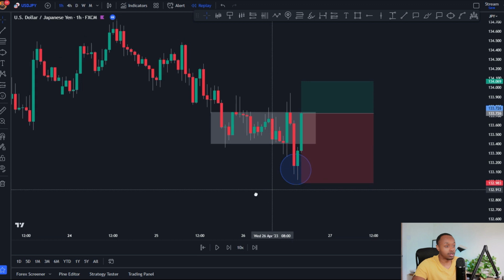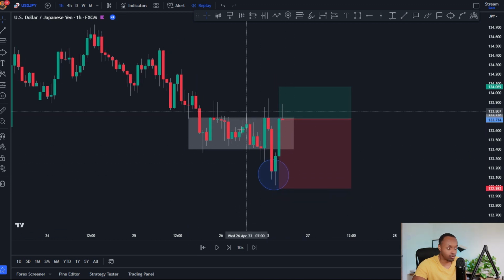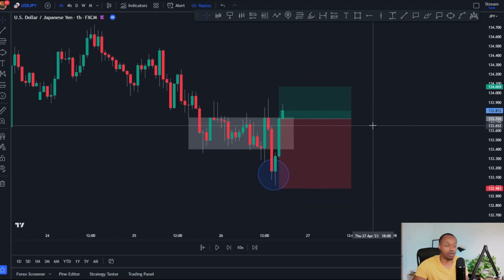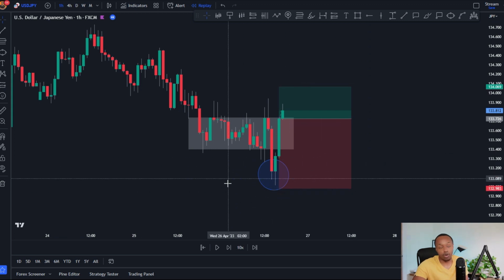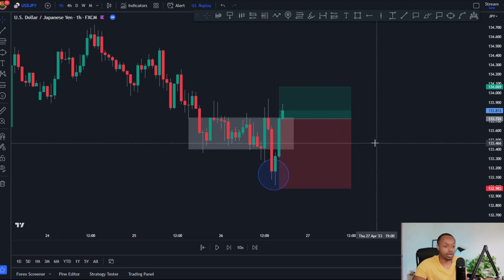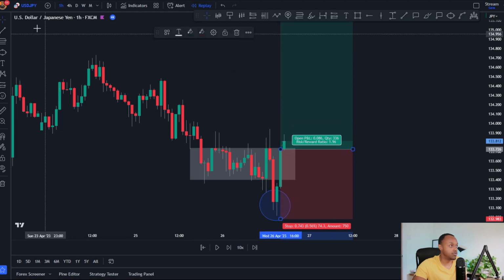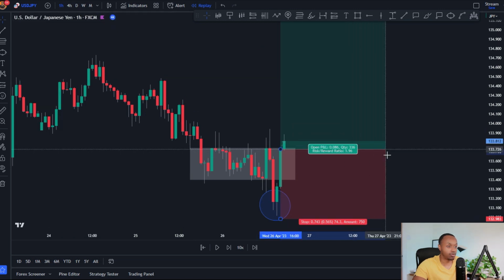I could have waited for the next candle closure, which actually broke through the range, which would have been technically a safer entry. But I was very confident that this fake out was taking people out, getting ready for the trade. And now you can see a move to the upside. So that was the entry for the trade.